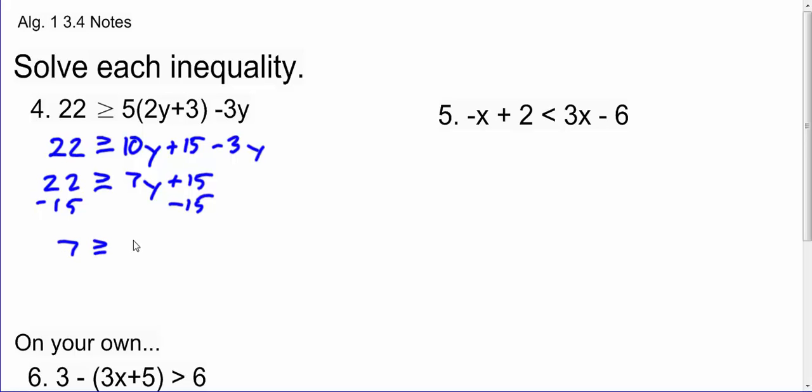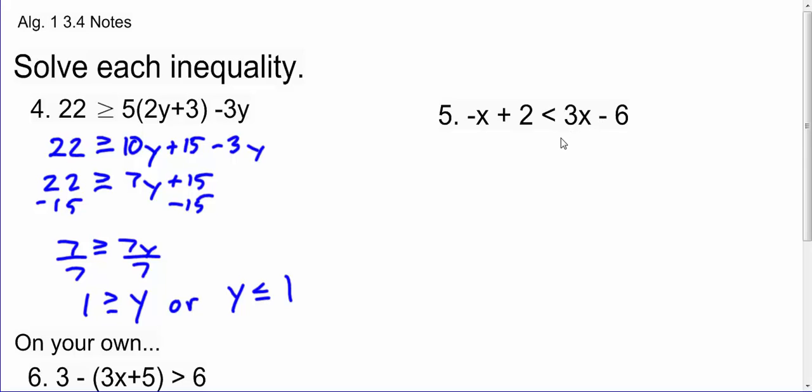7 greater than or equal to 7y. Of course, that means we need to divide by 7. So 1 is greater than or equal to y. Again, with inequalities especially, we much prefer that our variable be on the left. So we could switch it to look like that. y less than or equal to 1.